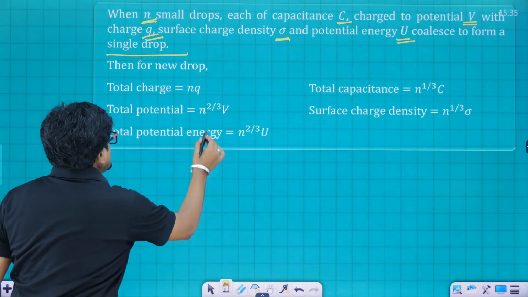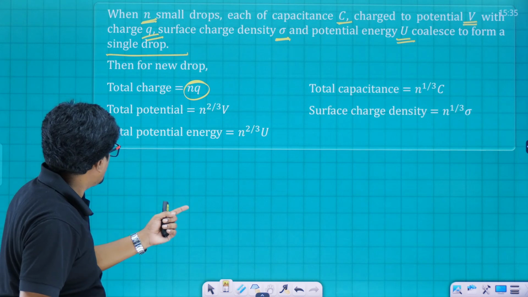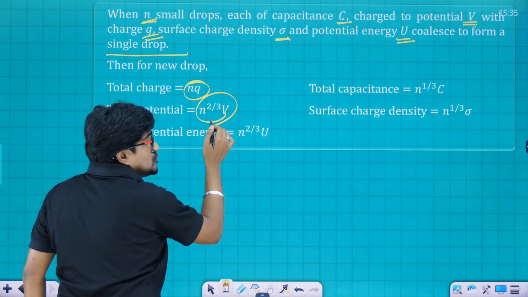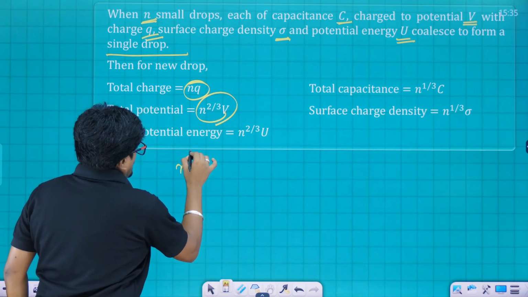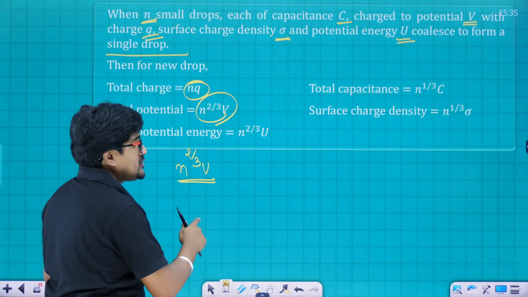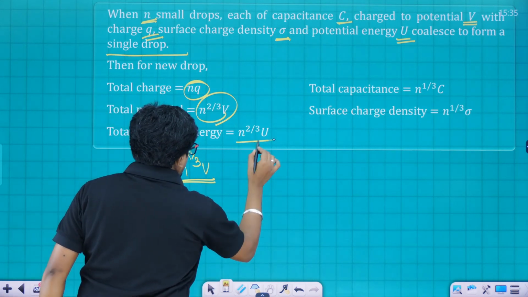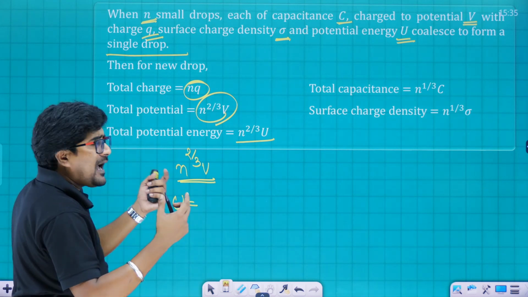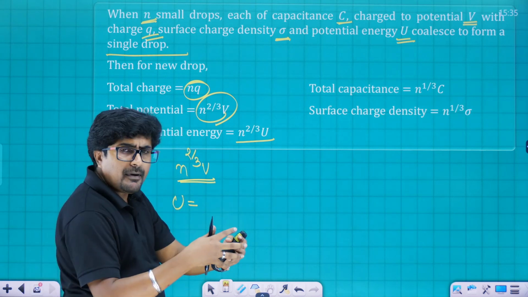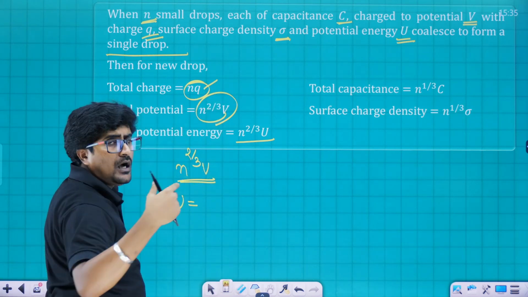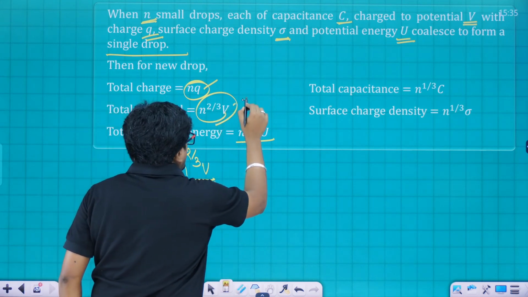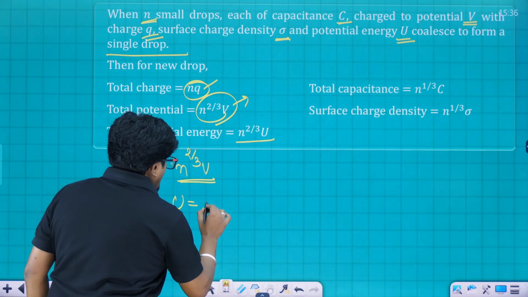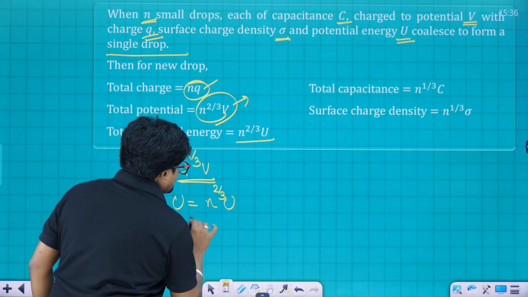Once it forms a single drop, for the new drop the total charge is going to be n times q. The electric potential of that bigger drop is going to be n raised to 2 by 3 times V. And the total potential energy, once the n small drops combine to form a single drop, is going to be n raised to 2 by 3 times U.